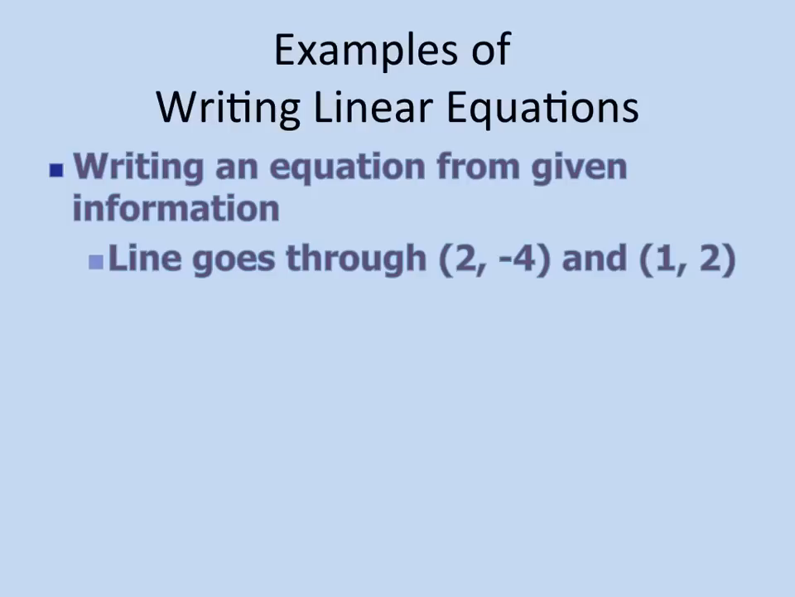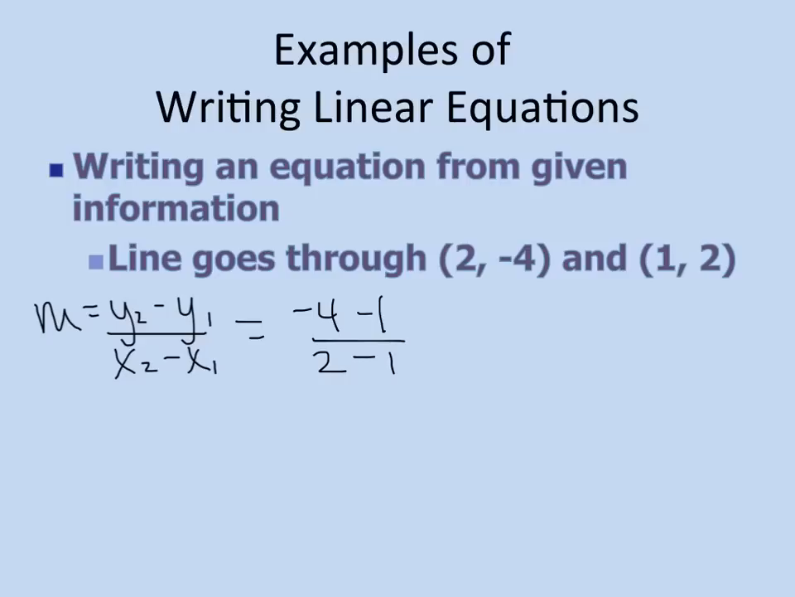Okay, in our second example, we are given that the line goes through 2, -4, and 1, 2. So it's a little bit different than our previous example, because in our previous example, I was told the slope. Here, I'm not told the slope, but since I'm given 2 points, you all know how to find the slope using the slope formula. So if I substitute our values into the slope formula, remember it doesn't matter which order you go in, so I'm going to do -4 minus 2 over 2 minus 1, sorry. So that's -6 over 1, which is just -6.